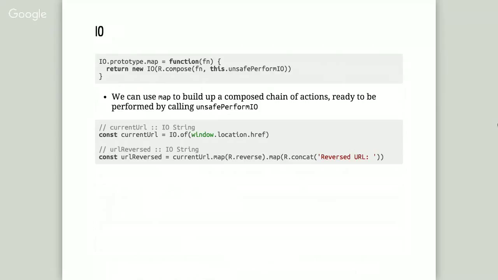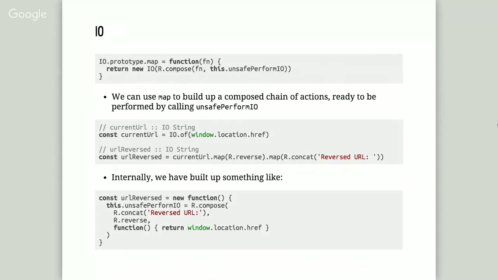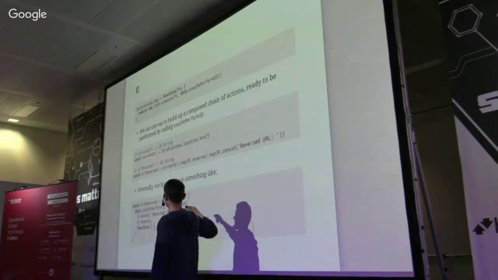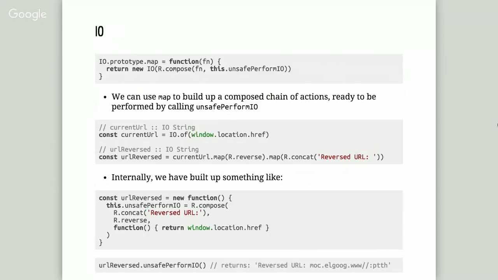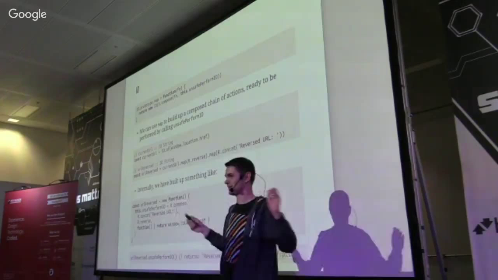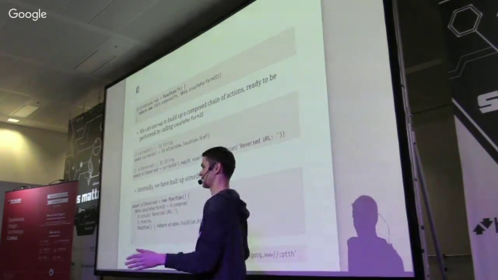So here we've got our current URL IO, which has got window.location.href in it, and then we're going to map reverse, and we're going to concatenate a string, reverse URL, onto it. Internally, what you can visualize is that we've built up this composition chain, where at the bottom we've got a function which is going to call our thing for the side effect. And then we've got the other functions on top of it, and that chain isn't actually going to occur until we call unsafePerformIO, at which point it's going to execute the side effect and execute everything else we put on top of it. So it's quite neat. You can think of it like a domino rally: you build up all the dominoes, and then at some point you push them and go.